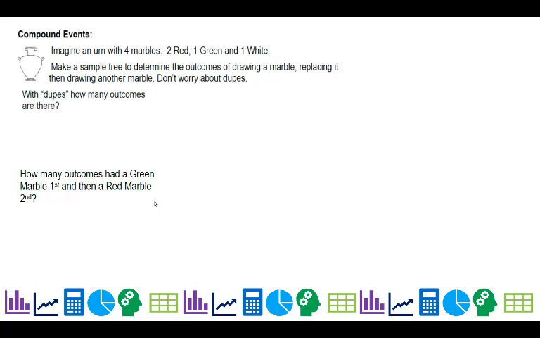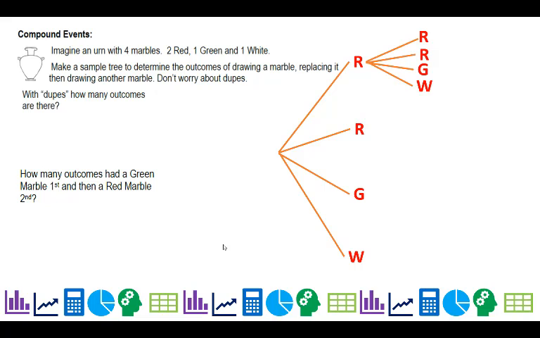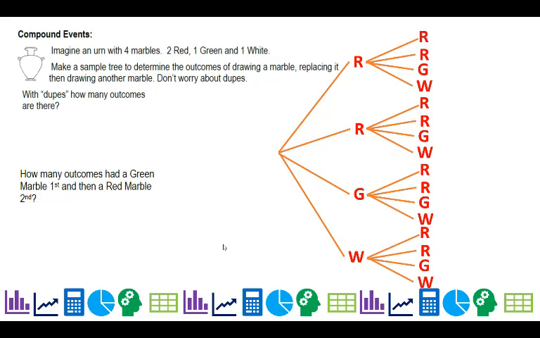First of all, let's look at a tree. Here I have the first draw: red, red, green, or white. The reason I did two reds is that I'm just trying to show the two red marbles. So we have equal probabilities here. And then I draw my second marble. If I draw a red the first time, I still have all four marbles available for the second draw because I put it back. Same thing here, here, and here.